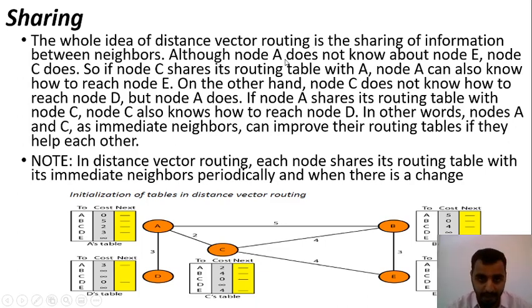Although node A doesn't know about node E, node C does. If node A wants to send some information to node E, what are the possible ways? The first is A to B, B to E, and the second is A to C and C to E.